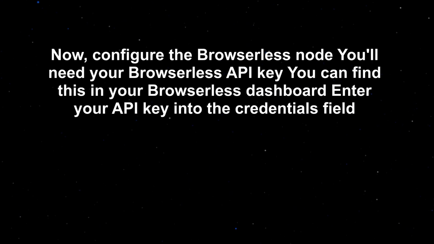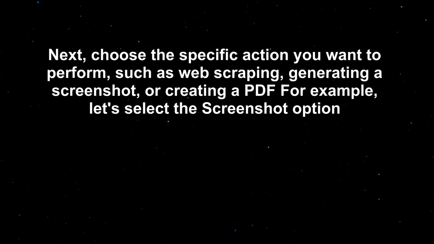Now, configure the Browserless node. You'll need your Browserless API key. You can find this in your Browserless dashboard. Enter your API key into the credentials field. Next, choose the specific action you want to perform, such as web scraping, generating a screenshot, or creating a PDF, for example. Let's select the screenshot option.